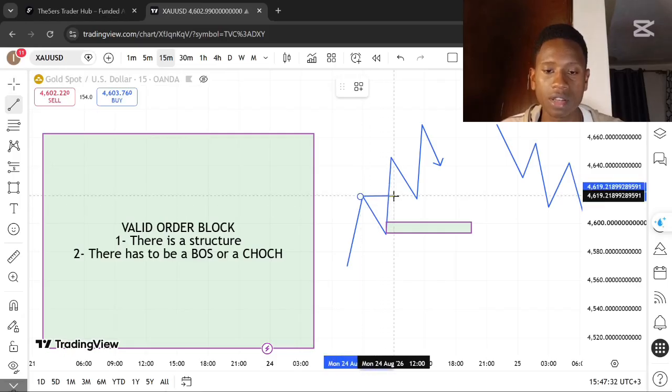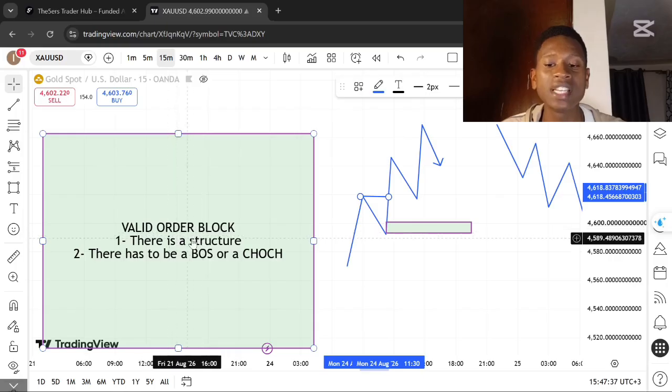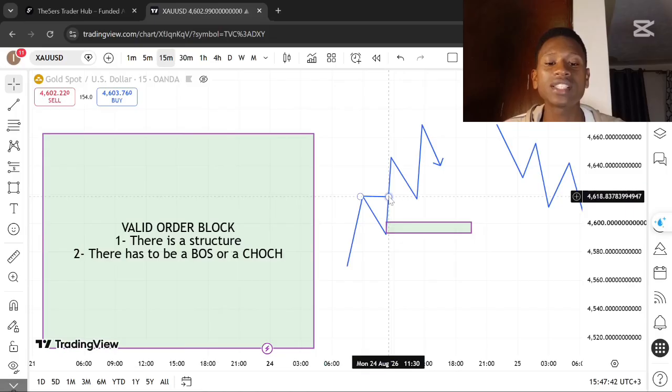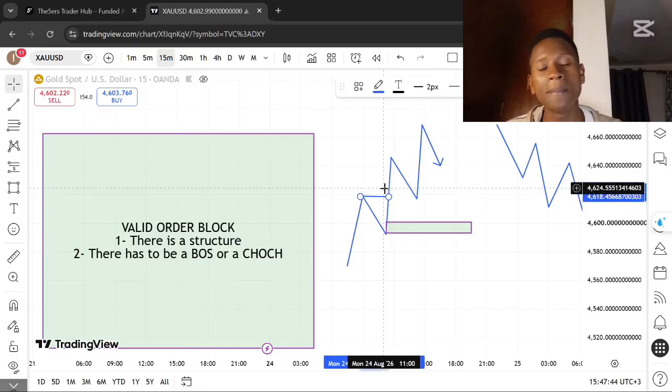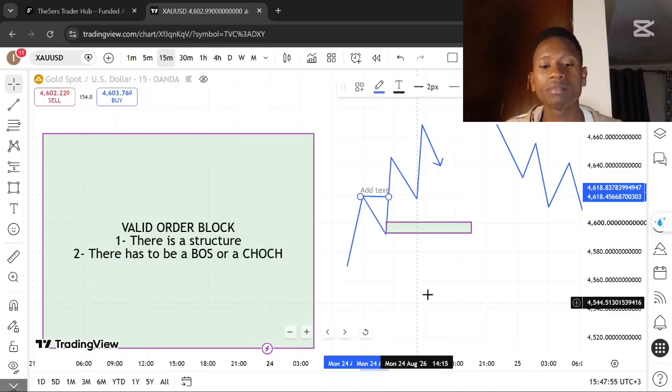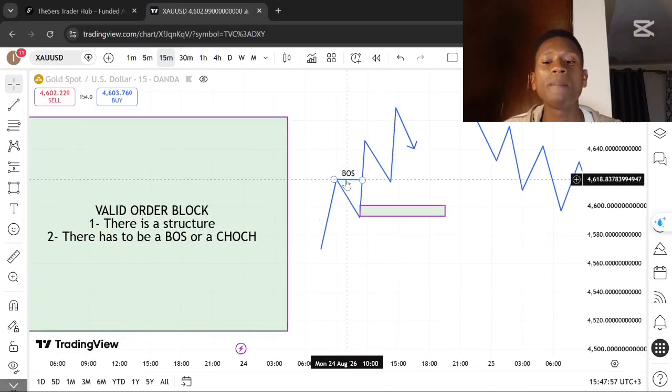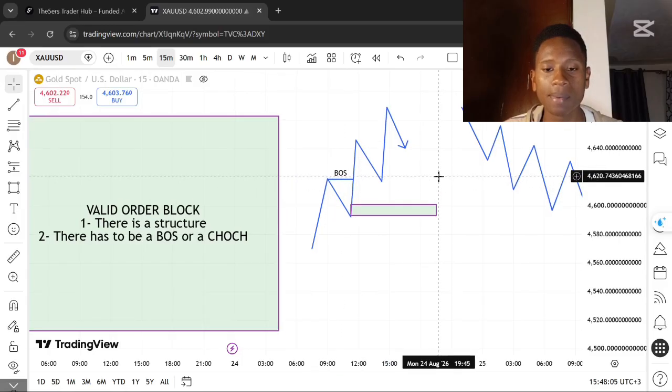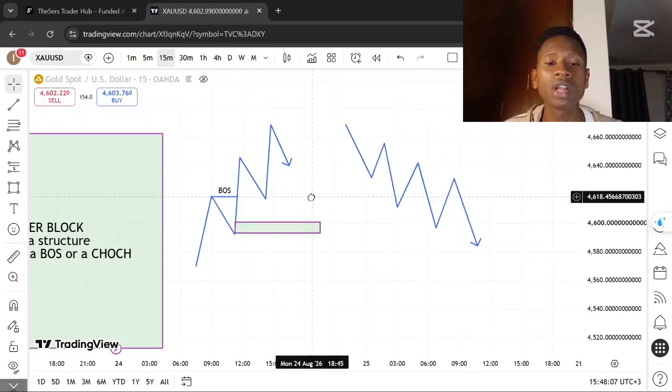As you can see, that's exactly why the first confirmation is that there has to be a structure. And the structure is not just a structure; it has to be either bullish or bearish. So this is a break of structure over here. You mark it like that. It's a break of structure. All right. So you have to have a break of structure for an order block to be valid, to confirm the validity of an order block. So that's the second confirmation.